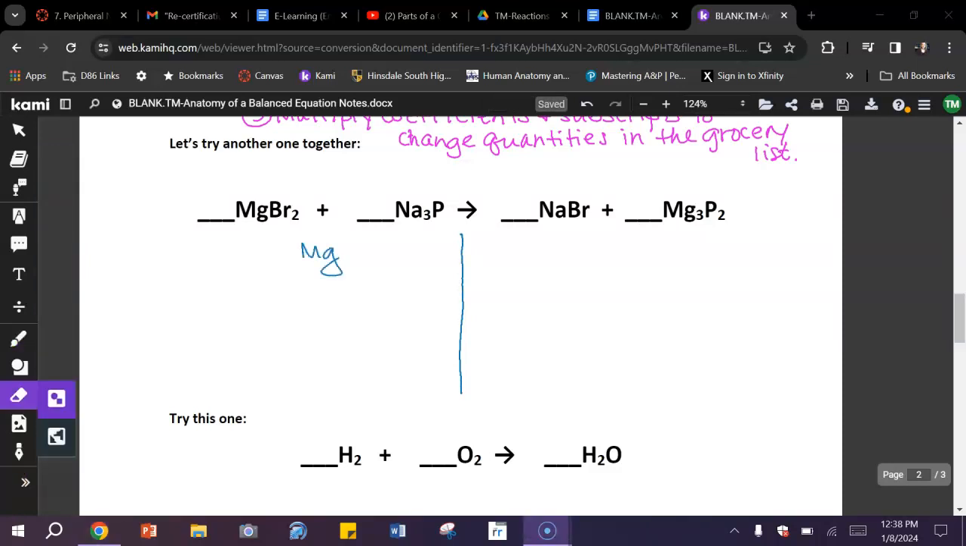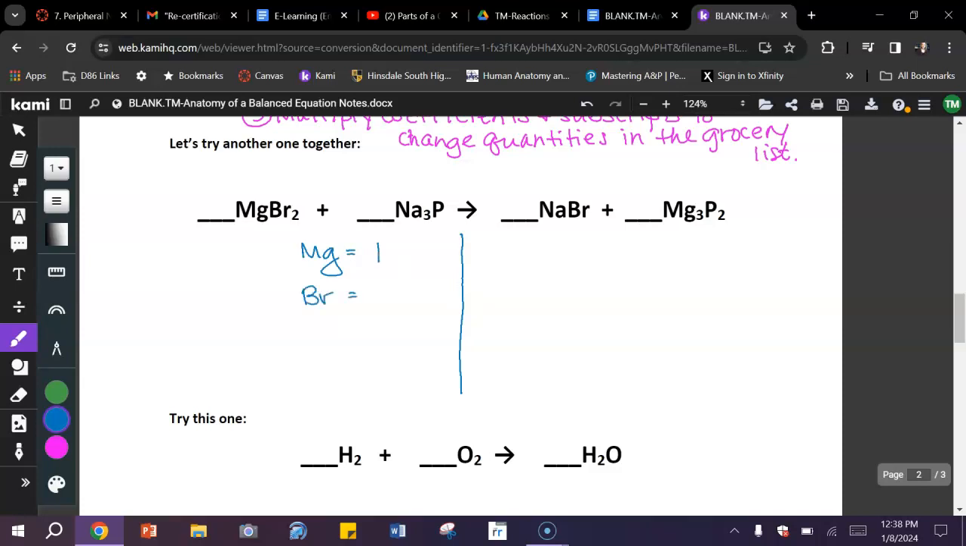I'm starting off on the left-hand side, and magnesium does not have a subscript there, so I have 1 magnesium. My bromine has a subscript of 2, so I have 2 atoms of bromine to start. My sodium has a subscript of 3, so I have 3 sodiums to start. And my phosphorus has no subscript, so I have 1 phosphorus.